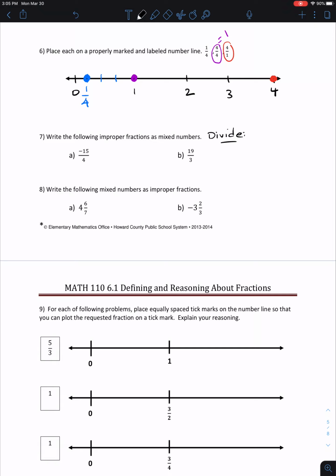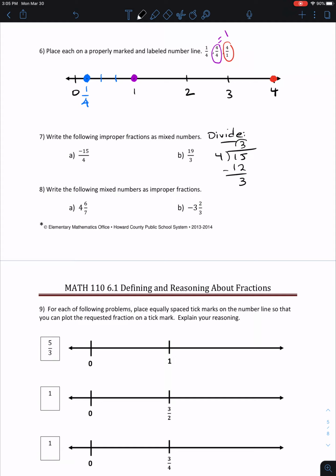So anytime we're doing this conversion, if it happens to be a negative, just ignore the negative until the very end. We know our answer is going to be negative, but with the calculations, pretend the negative's not actually there. So if I'm doing negative 15/4, what I want to do is divide 4 into 15. So 4 goes into 15 3 times. Gives me a 12 with a 3 remainder.